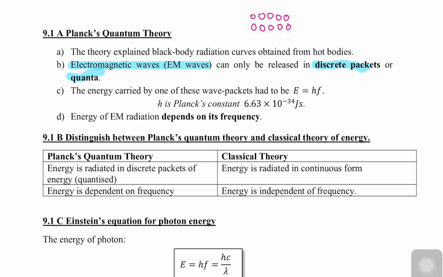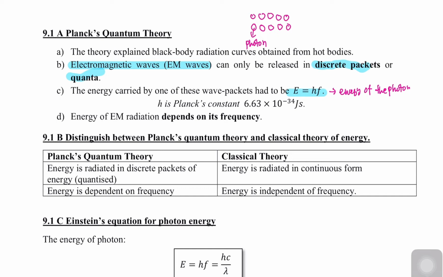The energy carried by one of these wave packets has to be E equal to hf. E is the energy of the photon. So this is 1. If you have 1 photon, there will be 1. So we call this the energy of the photon. Each of these particles we name a photon. So E is the energy of a photon, one photon, equal to hf.